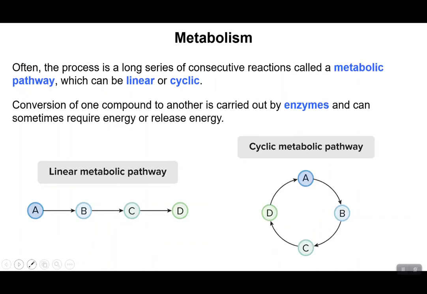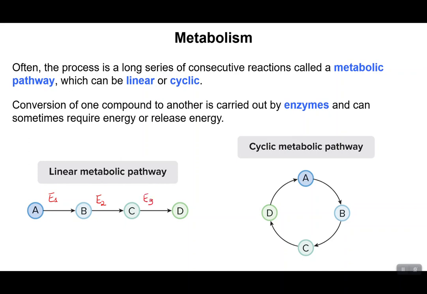In metabolism, there are two different types of pathways that we often talk about. The process of metabolism is a long series of consecutive reactions, and this is what we call a metabolic pathway. These pathways can either be linear or cyclic. What I'm showing you here are compounds A, B, C, and D. These are all different organic molecules. In order to go from compound A to compound B, there is an enzyme that will help catalyze this reaction. I will call this enzyme 1. Then there is another enzyme, which I will call enzyme 2, that helps convert the organic molecule from B to C, and then C to D.